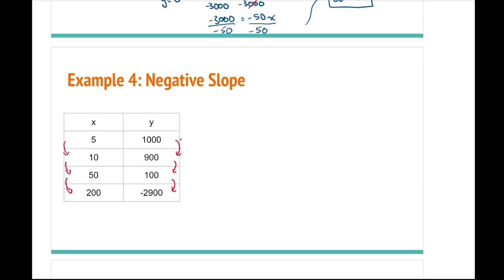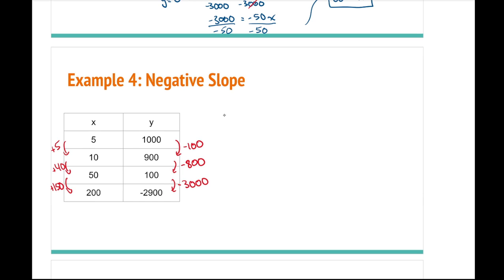In this case, y seems to be decreasing by 100 in the first one, 800 in the second one, and in the last one, we go from 100 to negative 2900. So we decrease by 3000. Even though you might think it's slightly out of order, that's okay, we can see we're just continually decreasing. On the other side for the x, we're going from 5 to 10, so that's an increase of 5. From 10 to 50, an increase of 40. And from 50 to 200, an increase of 150.